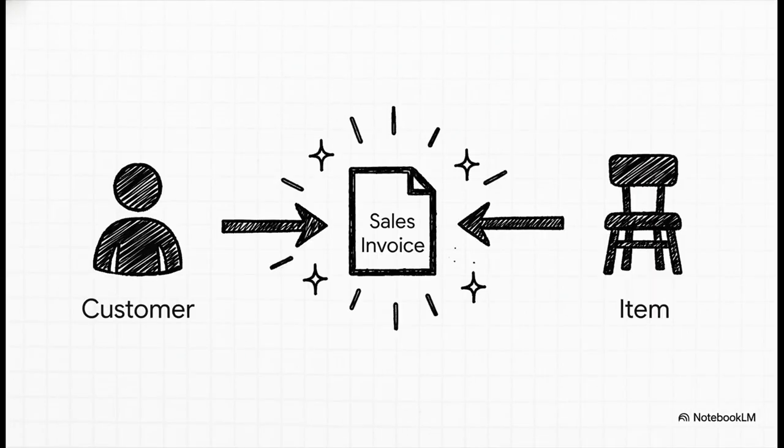Now for the fun part. A salesperson creates an invoice. They pick Example Corp and they pick the executive chair. Business Central, being super smart, immediately grabs domestic from the customer and furniture from the item and puts them both together on the invoice. This is that key moment where the who meets the what.